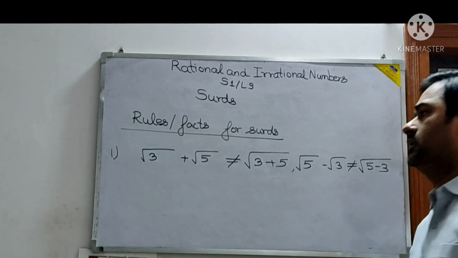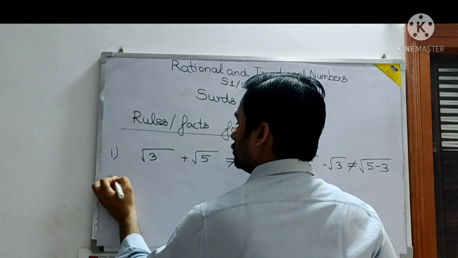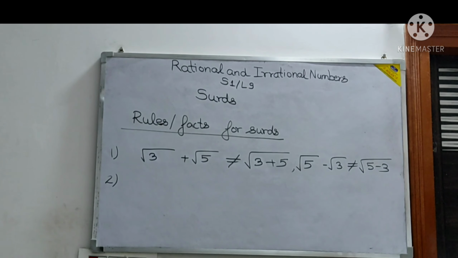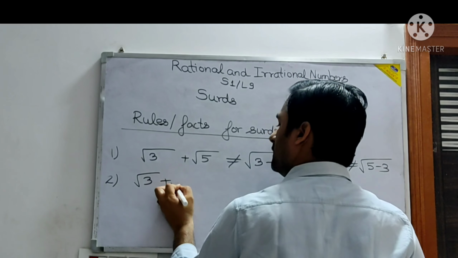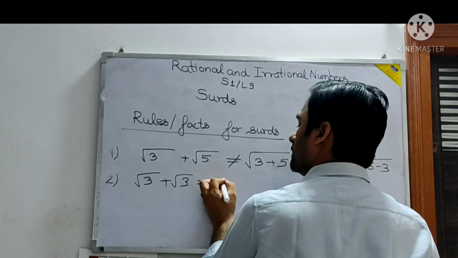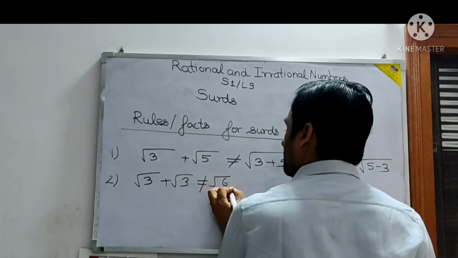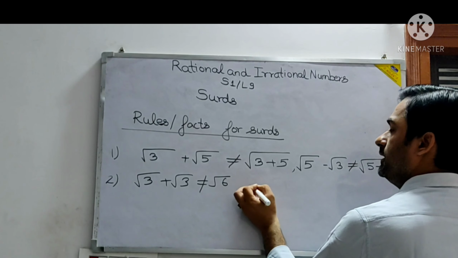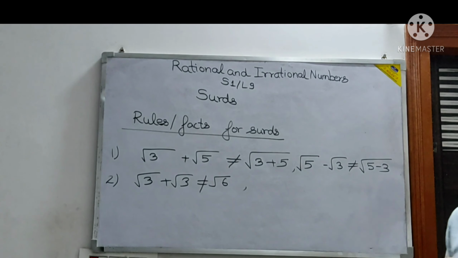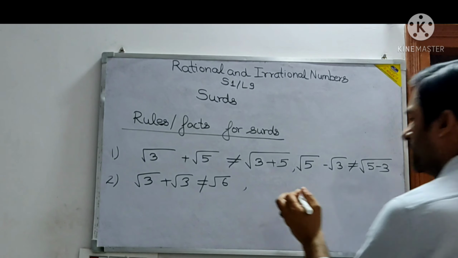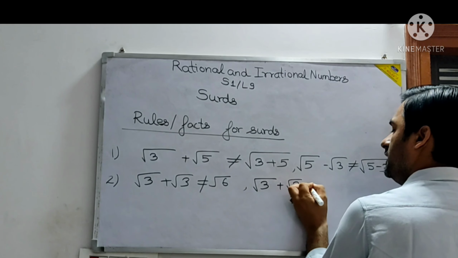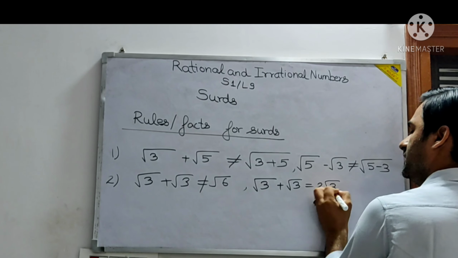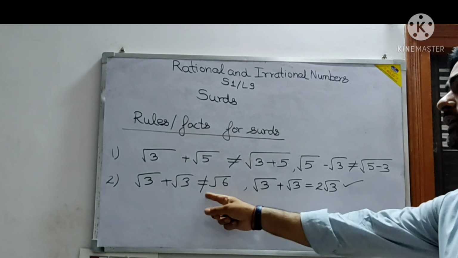With the rules, because I wanted to take up the rules on a single day. Second rule is what? You cannot write it as root 3 plus root 3 equal to root 6. This is not possible. But what you can write is root 3 plus root 3 is equal to 2 root 3. This is okay, not equal to root 6.